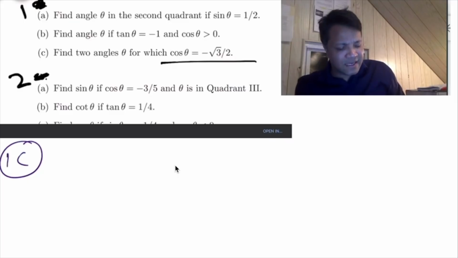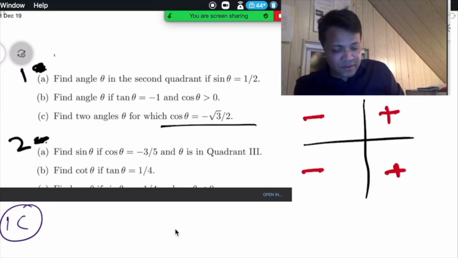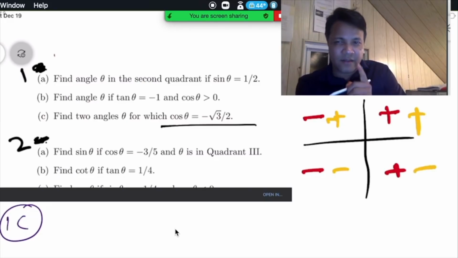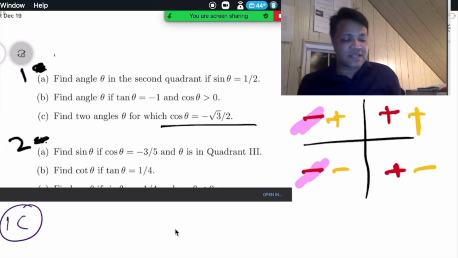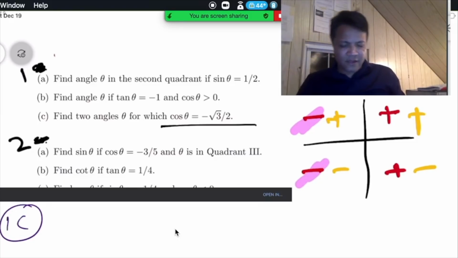So cosine is negative this time. Remember where cosine is negative. So I'm going to write all cosine in red. The yellow one is sine, the red one is cosine. Notice where cosine is negative: cosine is negative in the second quadrant, and cosine is negative in the third quadrant. So we have to do the math in the second and third quadrant.